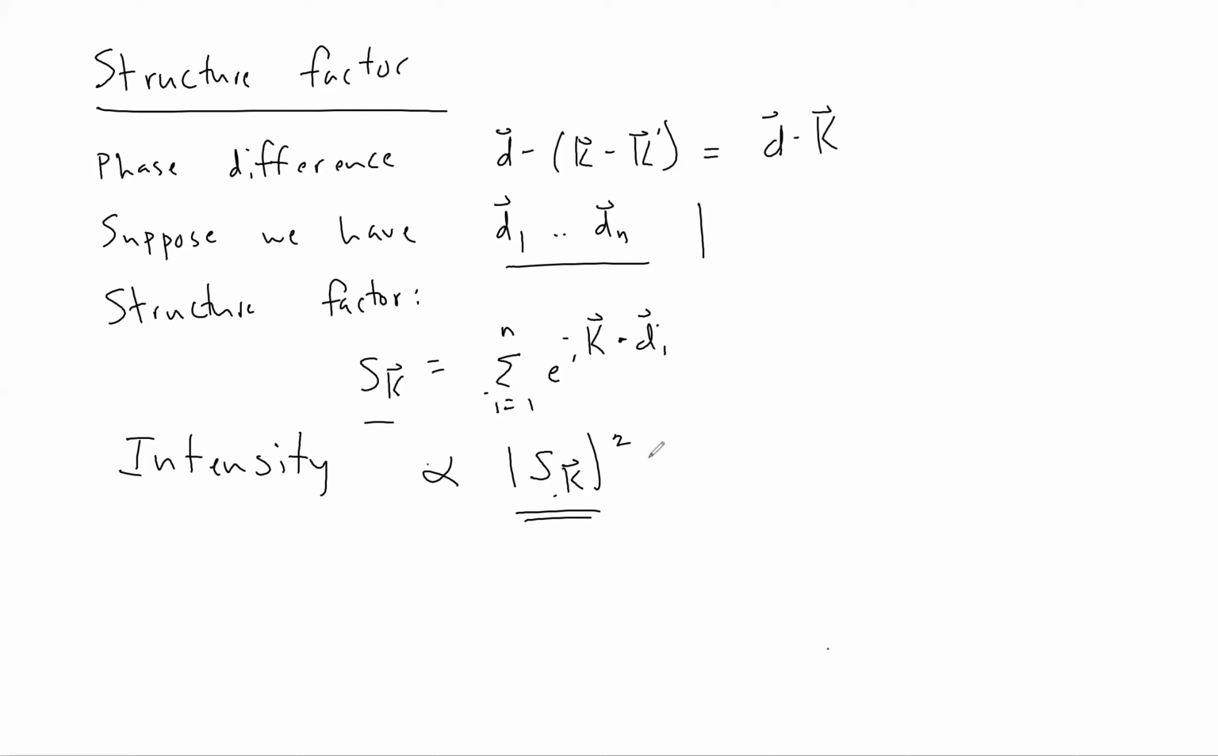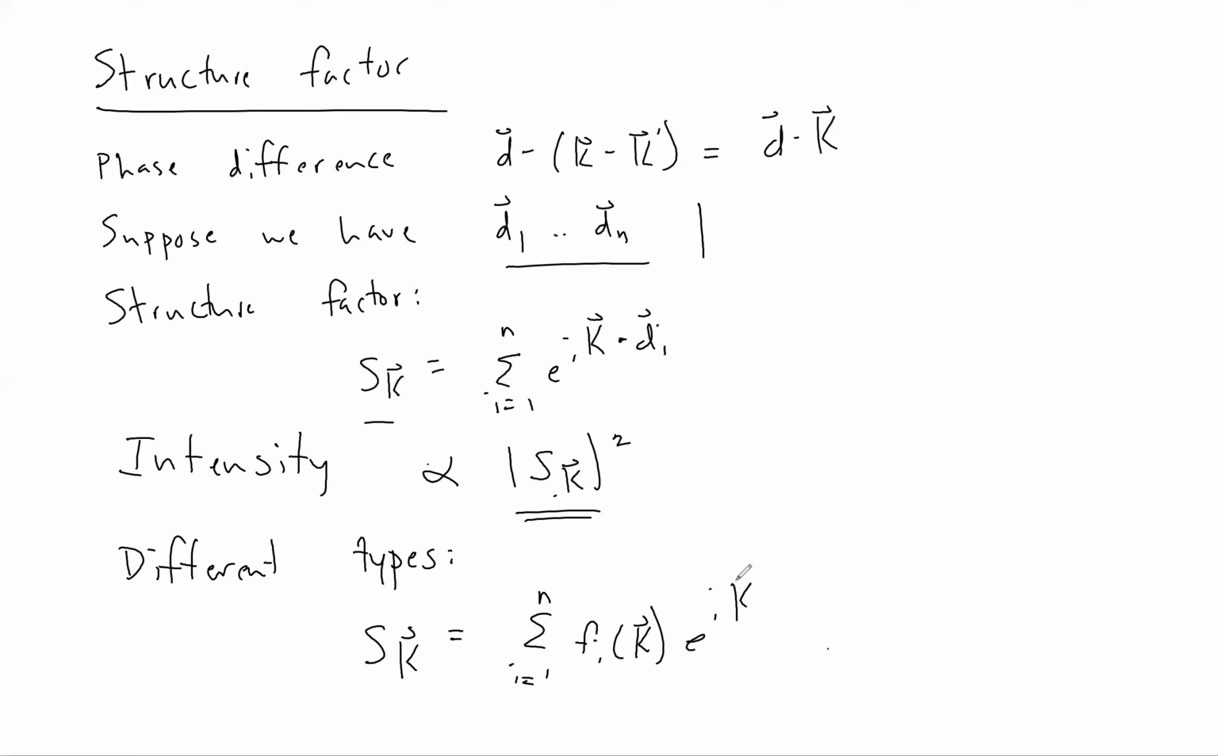Okay, if we have different types of atoms at each lattice point, so in this last example, we were implicitly considering the case where we have multiple atoms per lattice point, but they're all the same. If we have different types of atoms, then the structure factor looks like a sum over all of these phase factors, but now there's an additional amplitude describing these different atoms, f_i of k, and this is equal to the Fourier transform of the charge density of each species.